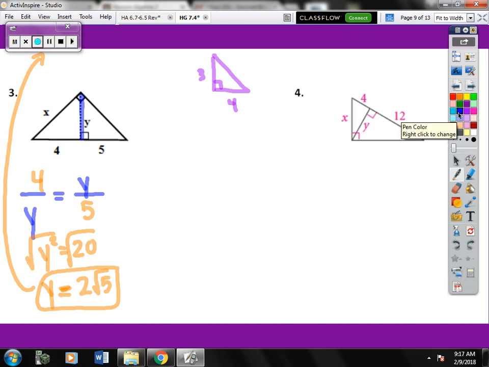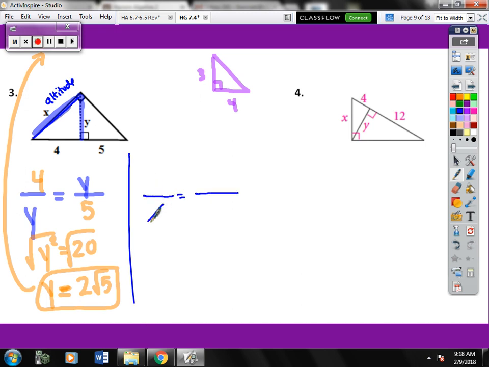All right, now, x is also an altitude. Remember, the altitudes either go through the center to the hypotenuse, or they're actually legs. So this is also an altitude. So when I set up my proportion, x, since it's a geometric mean or an altitude, goes in slots 2 and 3.